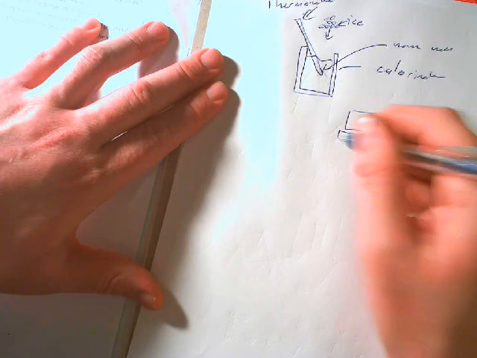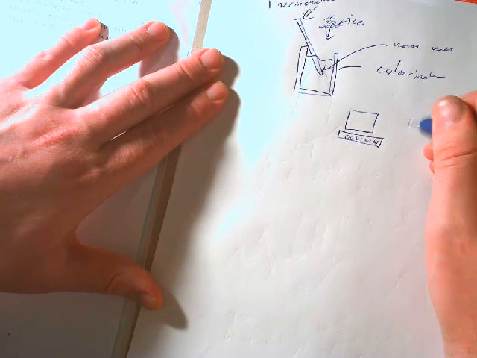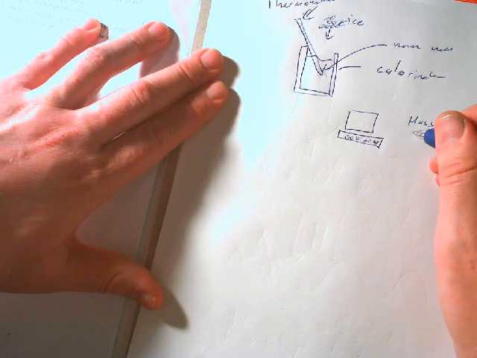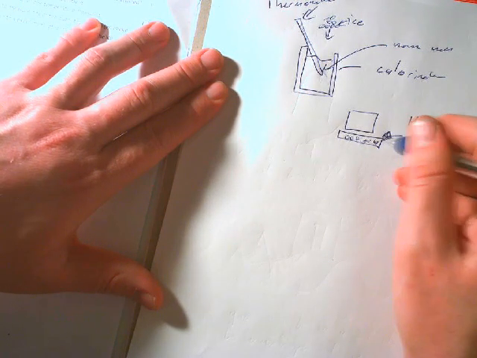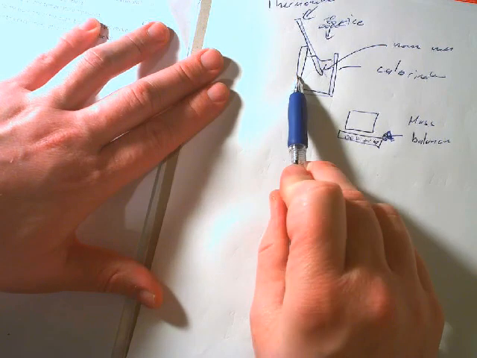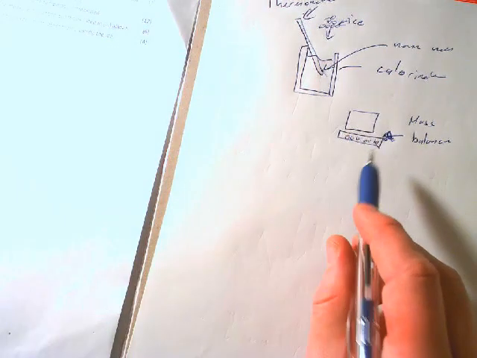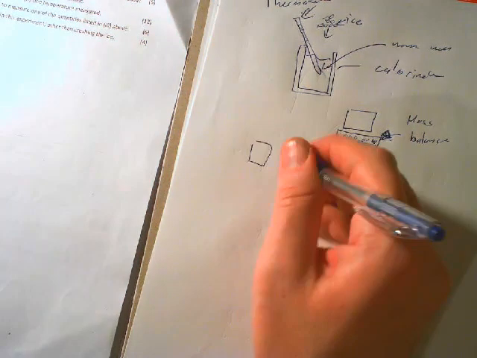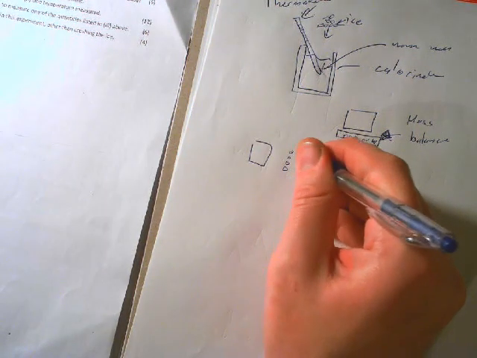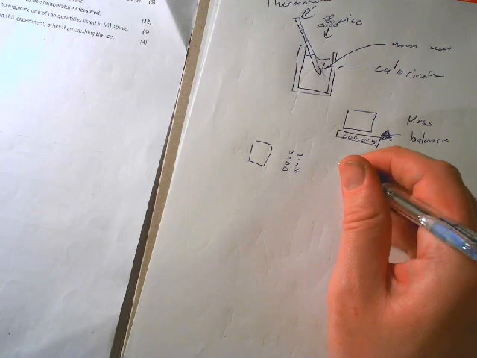And what are we missing here? We need a thermometer. We need something to measure the temperature of all this. So flash thermometer in there. And we also need a mass balance so we can calculate the mass of everything involved. It's a terrible diagram, but as long as you label it, we're happy. Okay, labelled diagram: we've got our calorimeter, we've got our water, we've got our thermometer, we've got our ice, and we've got our mass balance. I think that's everything we need.